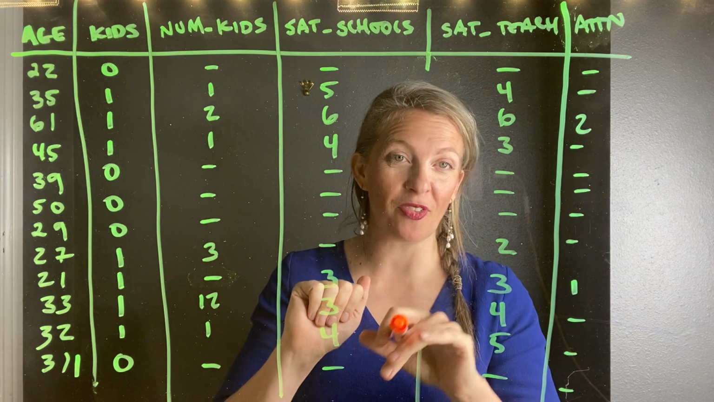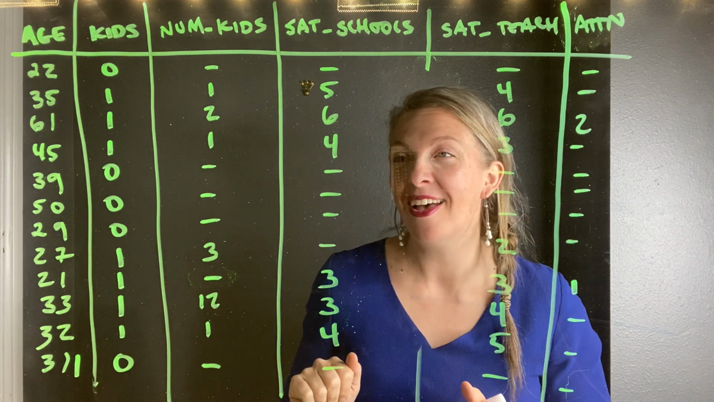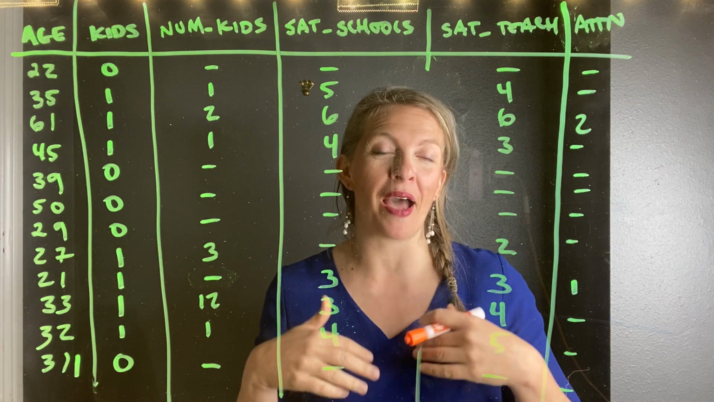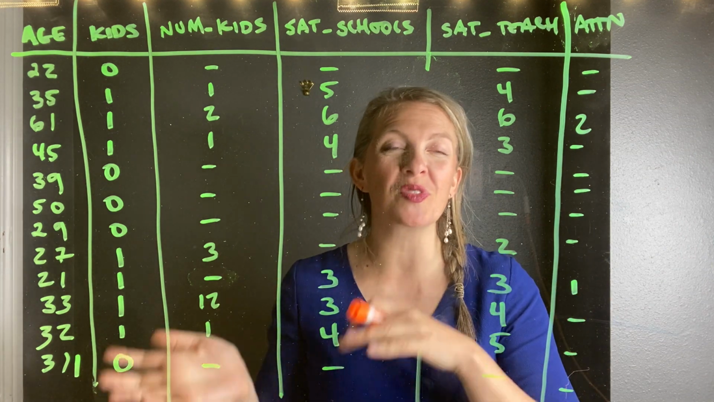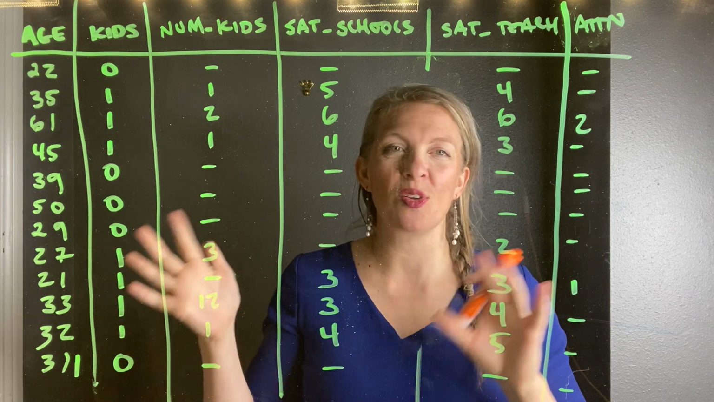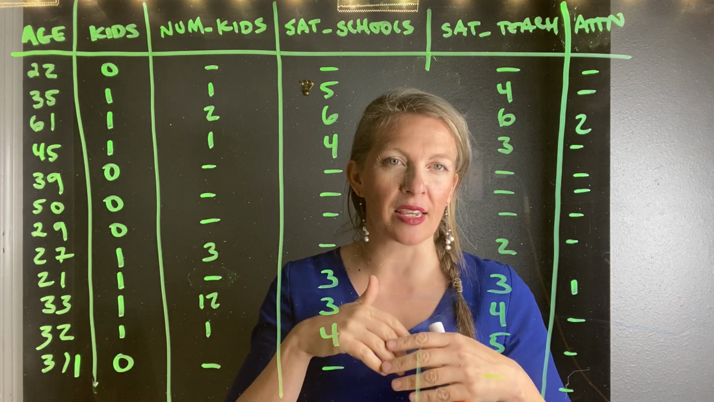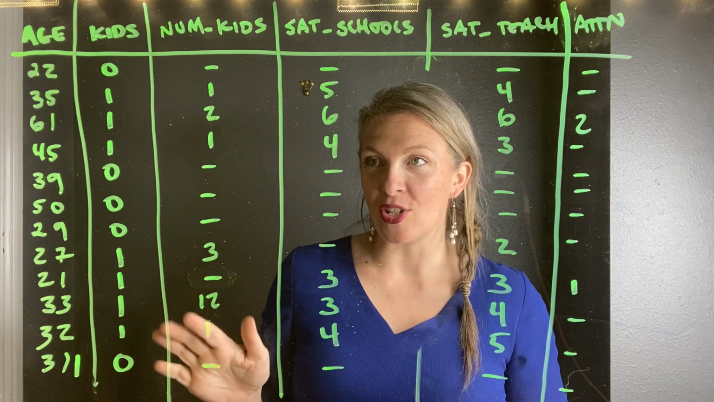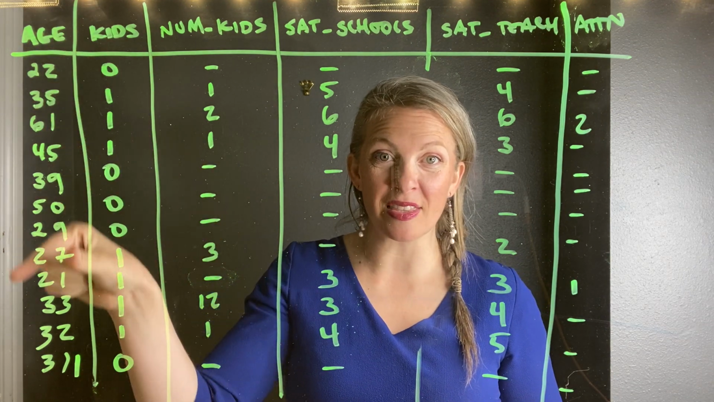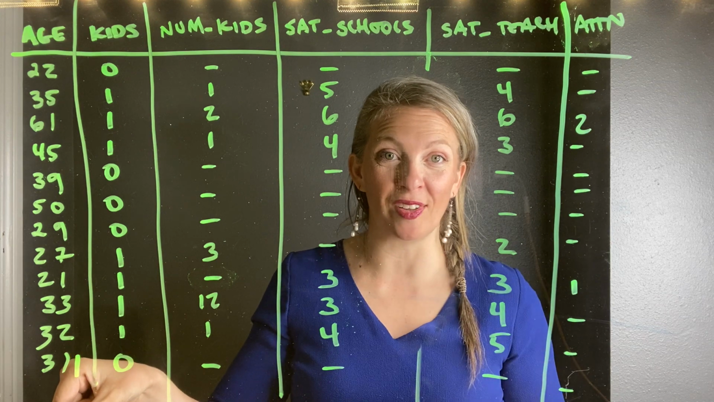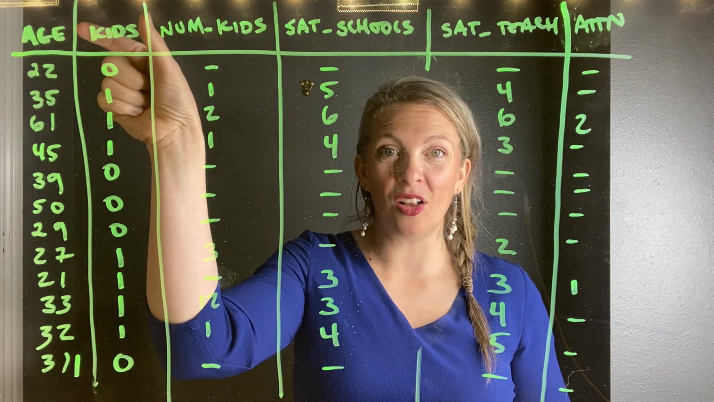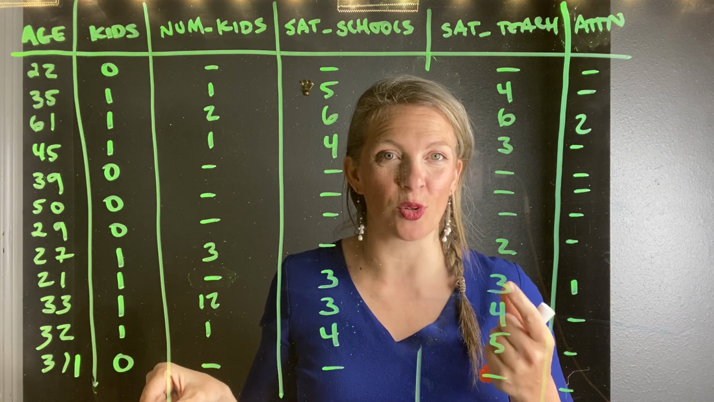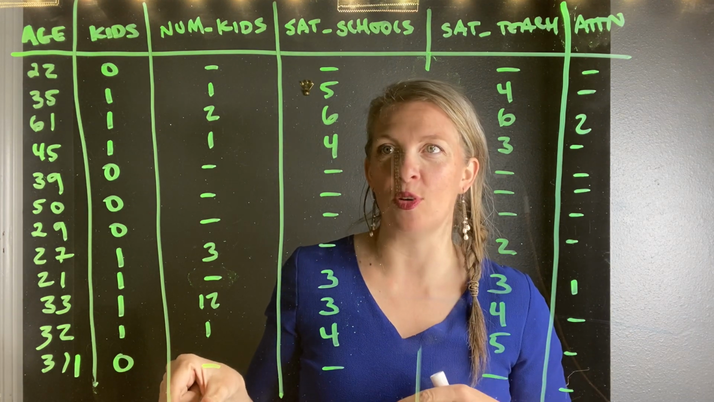So this is a manufactured data set that we have on the board here, and it's intended to represent opinions about satisfaction with schools and teachers. It came from a survey of adults, and there are several questions here. The first one is age. This is the adult age, the person who's actually filling out the survey. The second column is whether or not they have kids. A 1 is yes, they have children, and a 0 is no, they have no children.